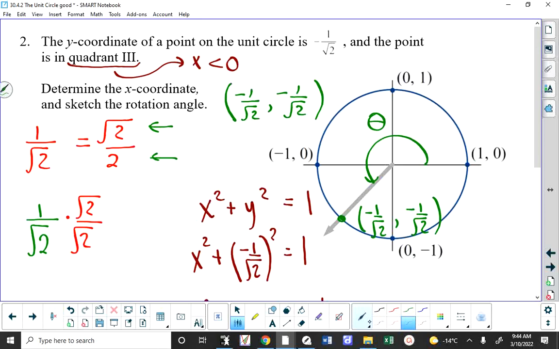It's important for you to understand that any point that's at a 45-degree angle on the unit circle will have these numbers as coordinates. They might be positive or negative, but they're going to be root 2 over 2s, because root 2 over 2 is 1 over root 2. Any questions with number 2?